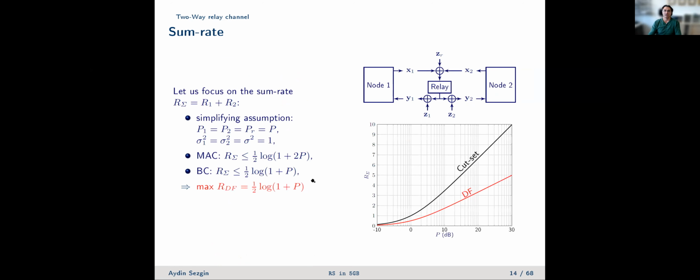Now, if you look at the sum rate and the gap between the cut set bound and the inner bound we had based on degrees of freedom, we see that for lower SNR we might be okay, but as the SNR goes higher, there's a huge gap, right? So we would like to improve upon this.